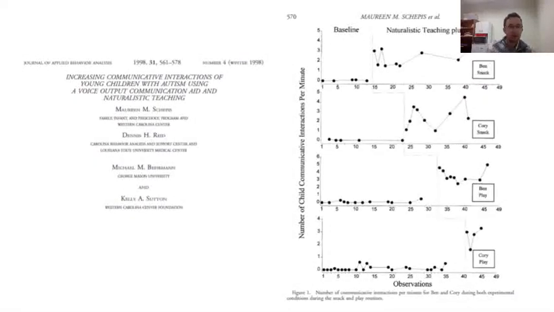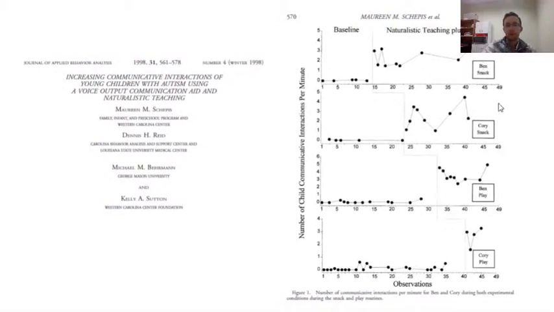This graph from Sheps et al. in 1998 shows an example of a multiple probe design. On the x-axis are observations, and the y-axis is the number of child communicative interactions per minute. And you can see there are 4 panels here. We'll just look at the top 2 panels to illustrate this example.